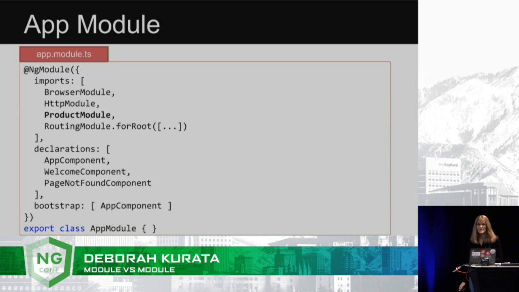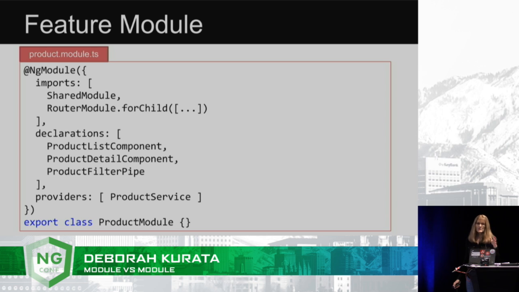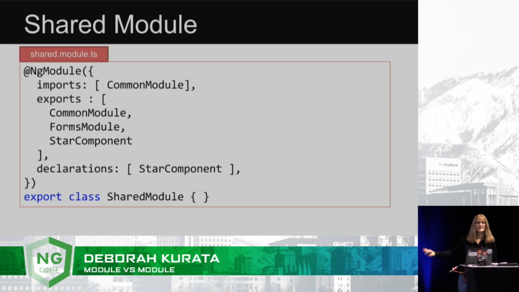So here's what the code looks like. Here's our app module, and it pulls in all the things, including product module. And here's our feature module, and you can see how short that code is. Because we were able to import shared module, we did not have to separately import forms module or separately import common module or even declare our star component. They were all pulled in and are available to our templates because we imported shared module. And there's what our shared module looks like. Here's an example of where we're going to use the exports. We're exporting those pieces so that anything that imports the shared module can use them.